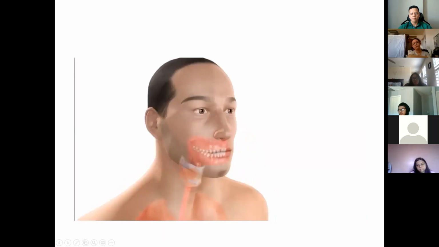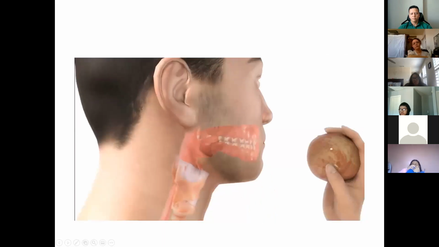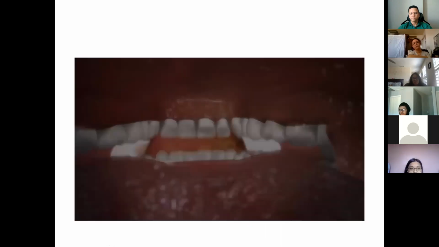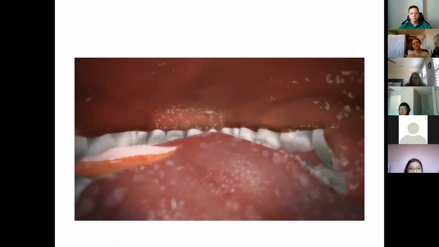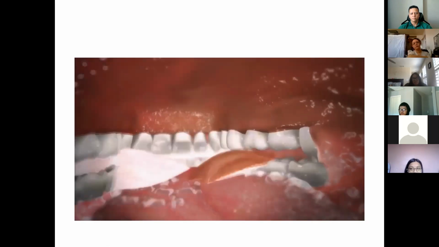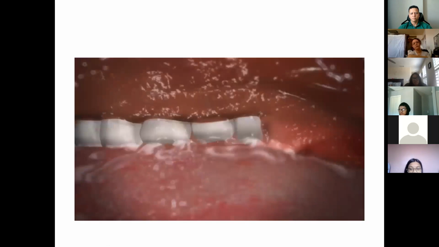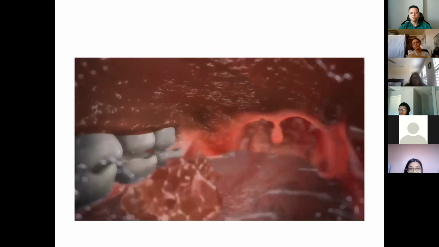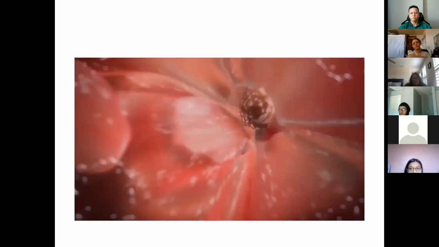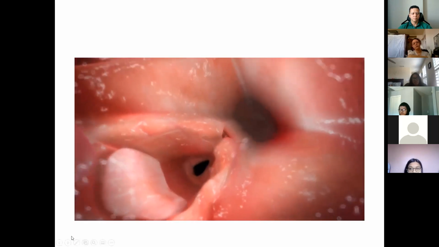Here we'll show what happens when we digest food. As food enters the mouth, the teeth grind it down during chewing. This is called mastication. Salivary glands release saliva that moistens the food and helps to break down sugars. The tongue positions the food so it can be swallowed. The food moves through the throat and into the esophagus.